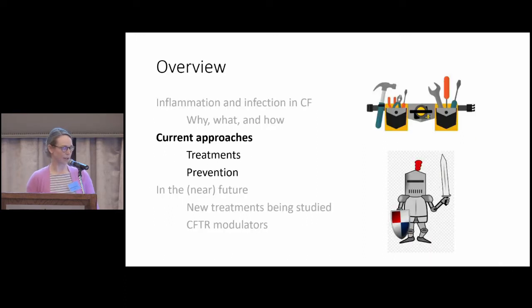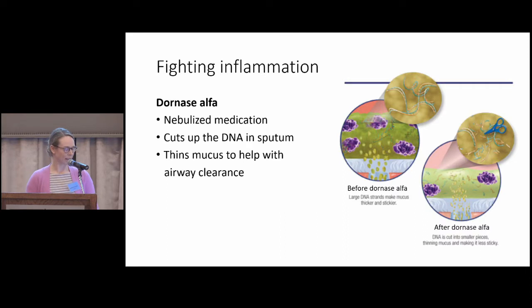So the next thing I'm going to talk about are some of the current approaches to infection and inflammation in CF. So our treatments and prevention, or you can think of them as the tools we have in our tool belt towards fighting infection, or our armor against infection, or the weapons that we're using to fight. And I'm going to review just a couple of the common ones and talk about how they work towards fighting infection and inflammation. So the first is Dornase alpha, and this is familiar to a lot of you, I'm sure.